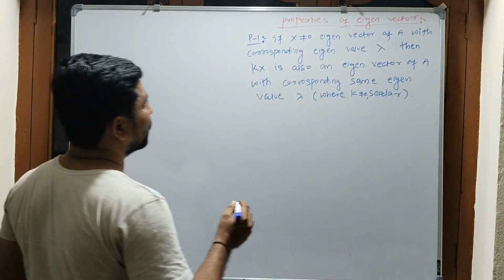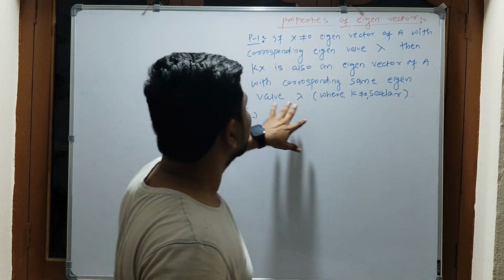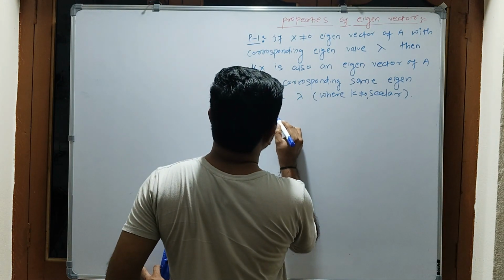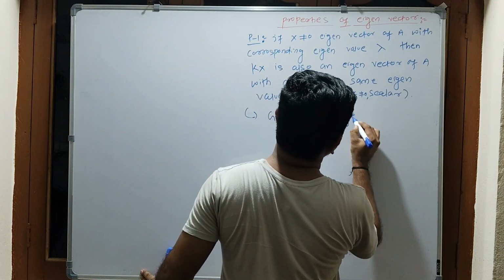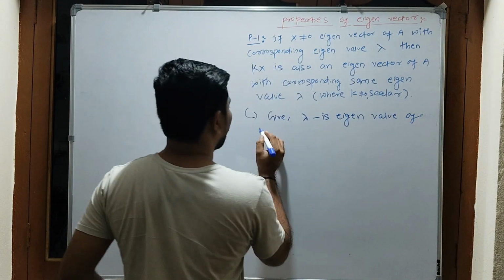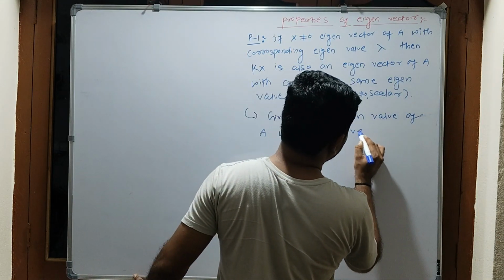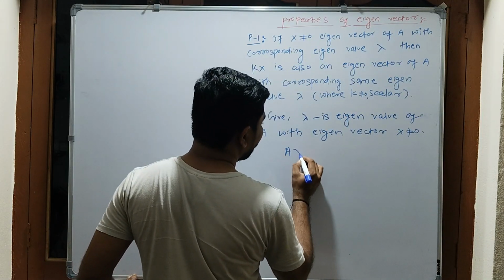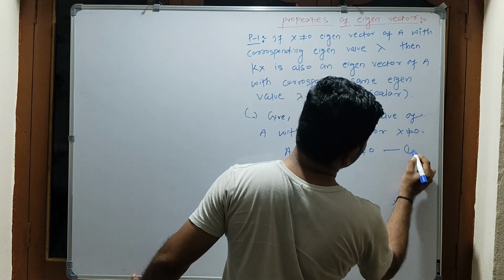So here we have to show that kx is also an eigenvector of this matrix A with corresponding eigenvalue lambda. What is the given information? Lambda is an eigenvalue of A with eigenvector x, which is non-zero. That is, Ax equals lambda times x, where x is non-zero. This is equation number 1.